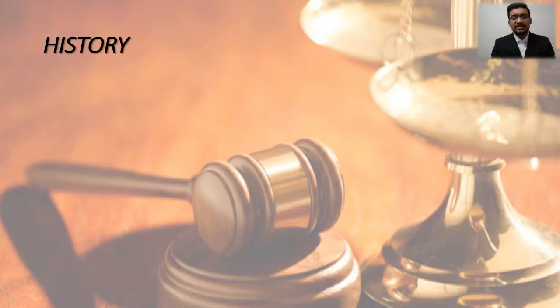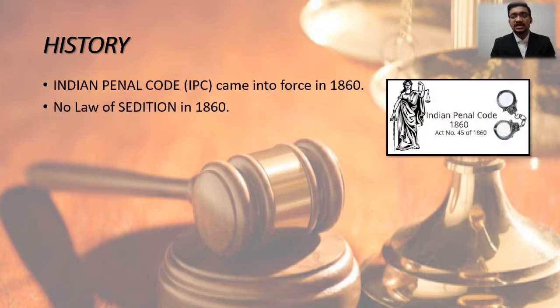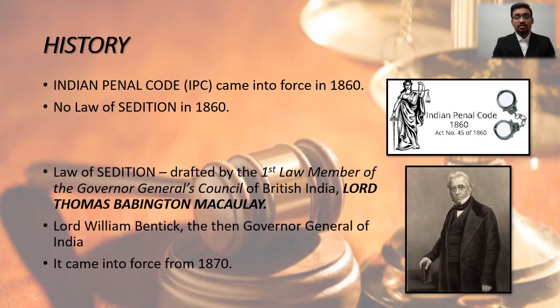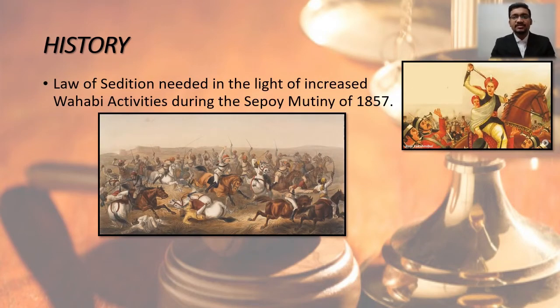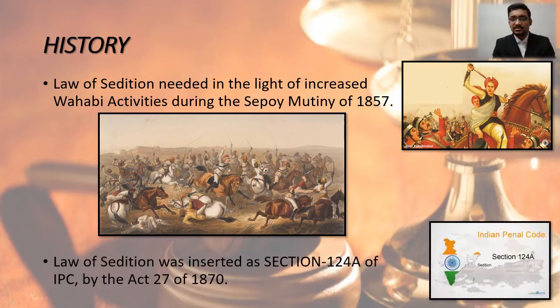In the pre-independence era, the Indian Penal Code came into existence in 1860. Surprisingly, there was no law of sedition at that time. It was drafted by Lord Thomas Babington Macaulay and was enacted in the year 1870. According to a study, the Britishers became aware of the necessity of such a law after the revolt of 1857, in the light of increased Wahhabi activities. It was only then that the law was enacted into the IPC as Section 124A.